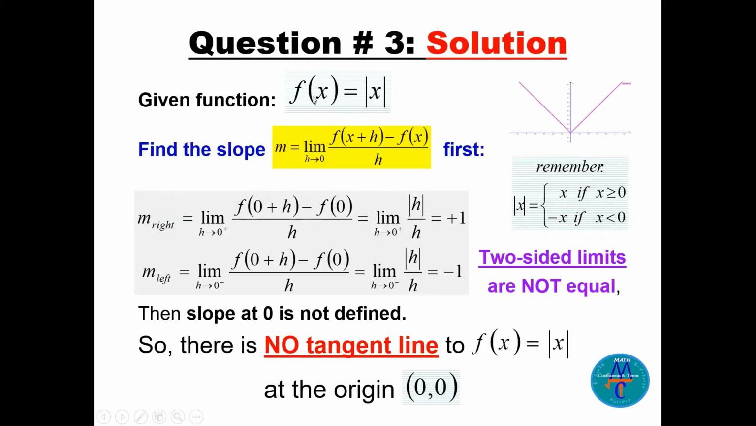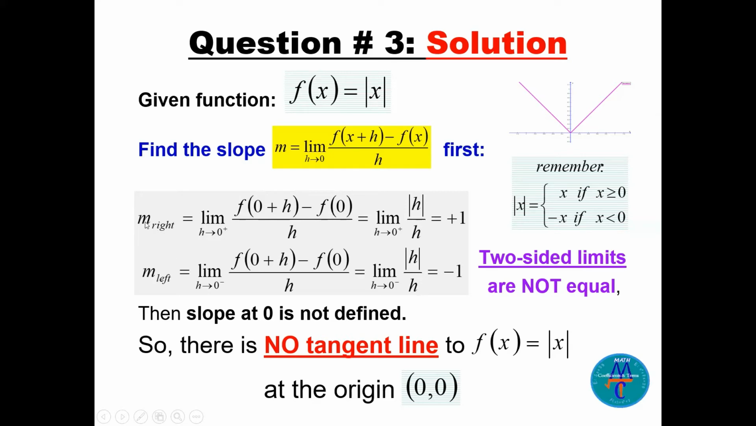This is the function f(x) = |x|, which is V-shaped. We know that. Let's try to find the slope predictor function. m is equal to the limit of the difference quotient as h goes to 0. Now, it's not easy to find this absolute value, so we can divide that into the limit from the right and the limit from the left, two-sided limits.